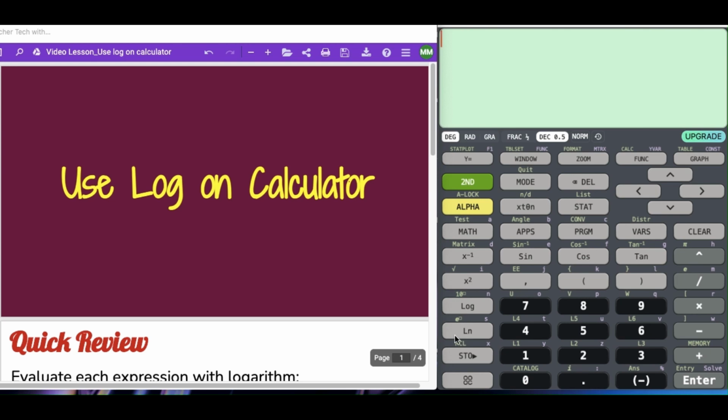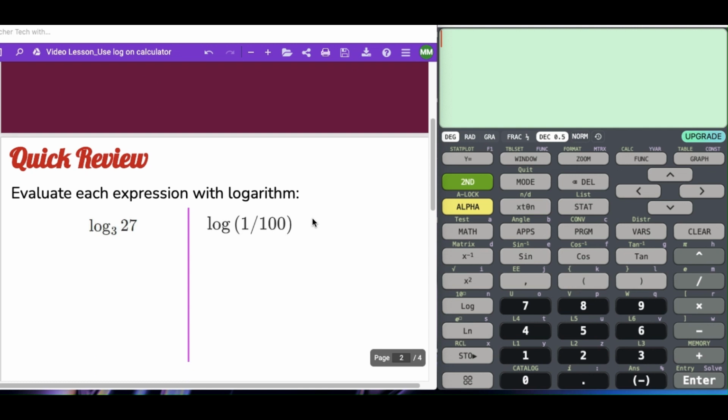Today in this video, we are going to introduce how we use log on the calculator. In the past, we introduced what log is and how we use mental math to figure out the exponents. But there are scenarios where we can't use just mental math to figure out the answer. So now we're going to use a calculator. That's why you see a calculator in the video here, because we are going to demonstrate how we use log on the calculator. But before that, let's have a quick review.